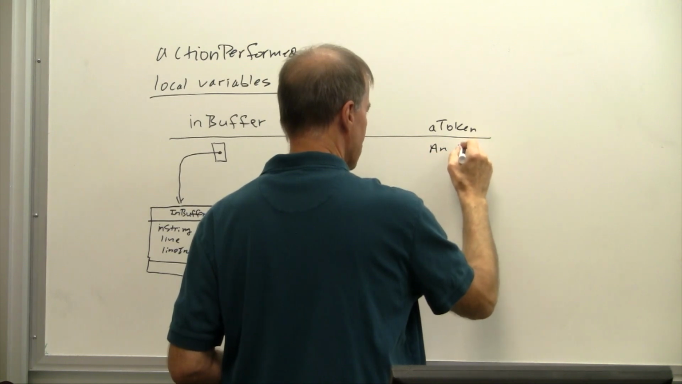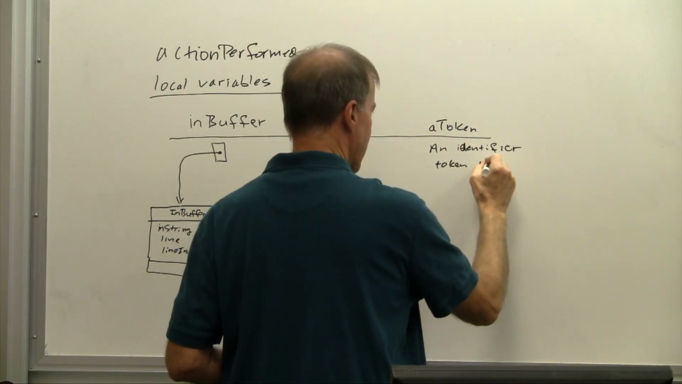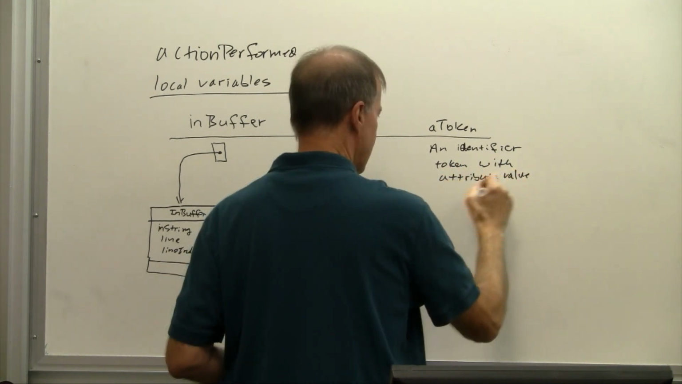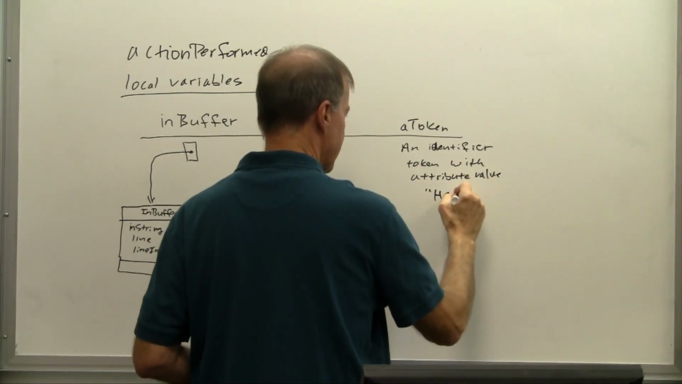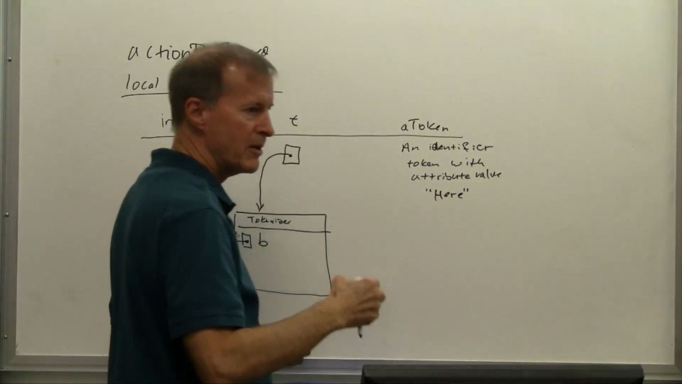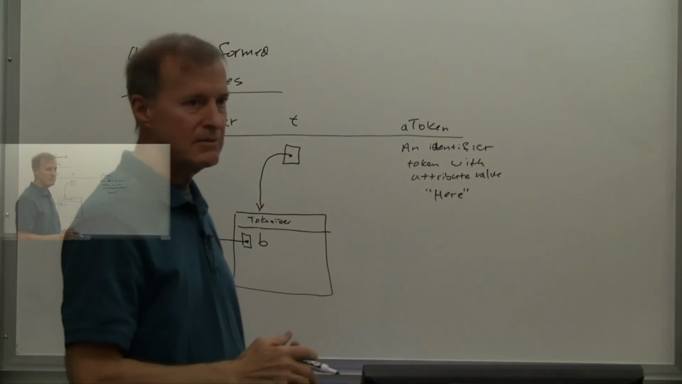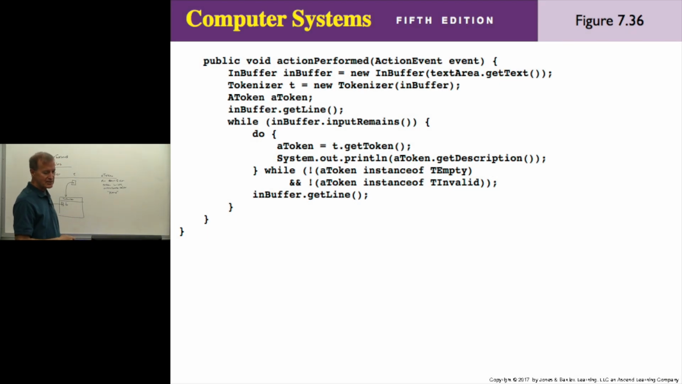An identifier token with attribute what? With attribute value of what? Here. Oh, yeah. See, that's what it would be. Here would be wrapped up. That would be inside the attribute of the token. You see? Does everybody see what that would do?